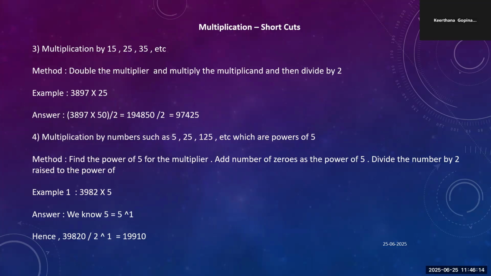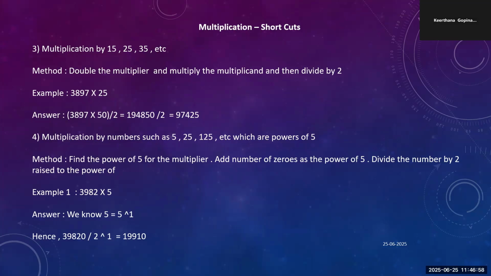If the numbers are like 15, 25, 35, etc., you need to use this technique. Multiply by 2. Instead of 35, you make it 70 so that you do only one multiplication. Otherwise, you will do two multiplications and there will be error in your multiplication. So if it is 45, what will it become? 90 by 2. If it is 55, what will it become? 110 by 2. That way it is much easier.